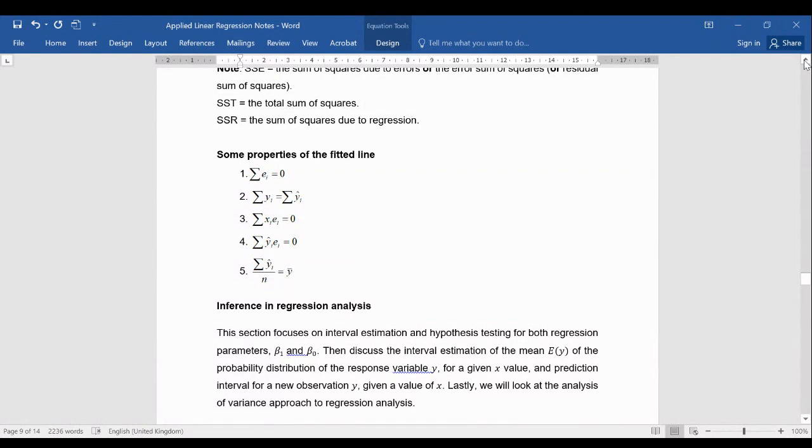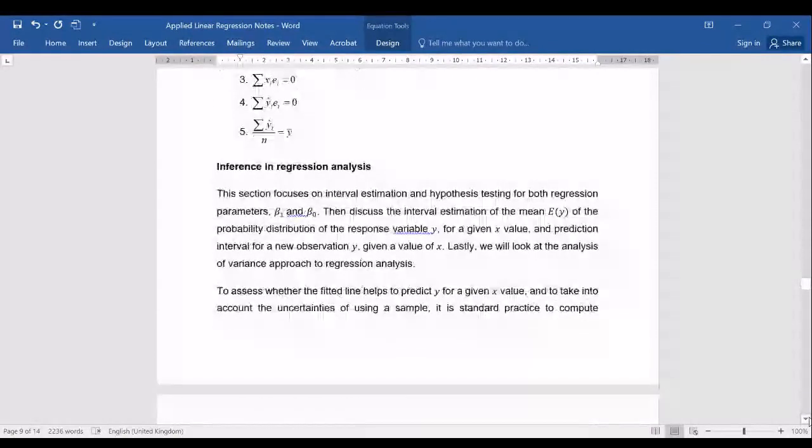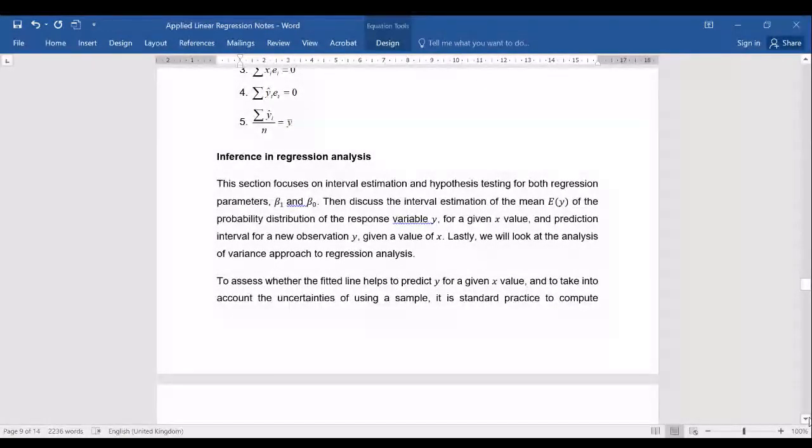You know the steps. You state the null and the alternative hypothesis. You find the value of the test statistic. You find the tabulated value. You compare if the test statistic is inside the rejection region or it's greater than the tabulated value. You reject or fail to reject like that. So that's what we are going to do this afternoon. So it's inference in regression analysis. As I've indicated, we are going to look at interval estimation and hypothesis testing for the parameters.